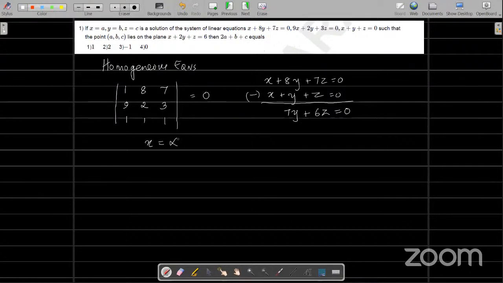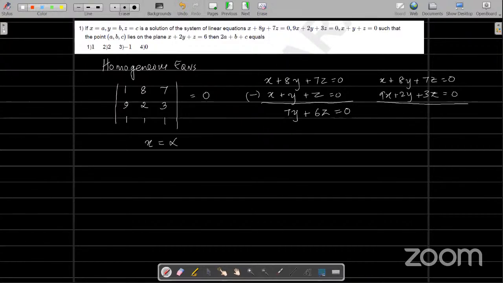Okay, so x is equal to alpha and 7y equal to 6z, right? So is there a way to write everything in terms of x? That's what we should look for. And so we have eliminated x. So that means I must look at similarly x plus 8y plus 7z equal to 0, and 9x plus 2y plus 3z. Okay, so the z and 2 look the same, so be careful with that.